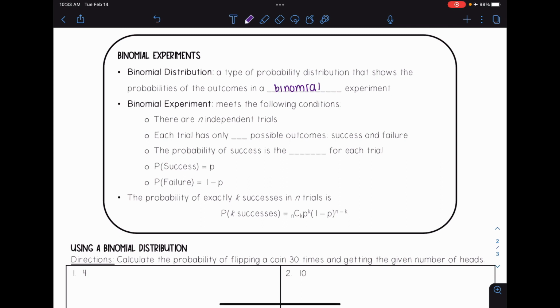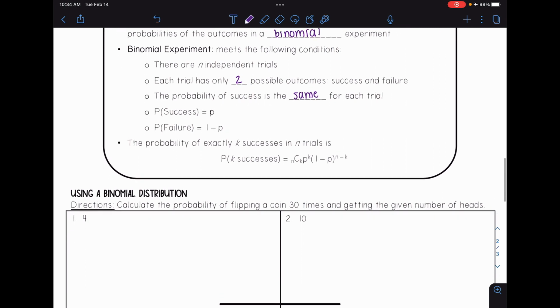First, there are n independent trials, and each trial has only two possible outcomes, success and failure. And the probability of success is the same for each trial. And so we have that the probability of success is always going to equal p, and the probability of failure is then going to equal 1 minus p. So if the probability of success is 0.7, then the probability of failure would be 1 minus 0.7, which is 0.3.